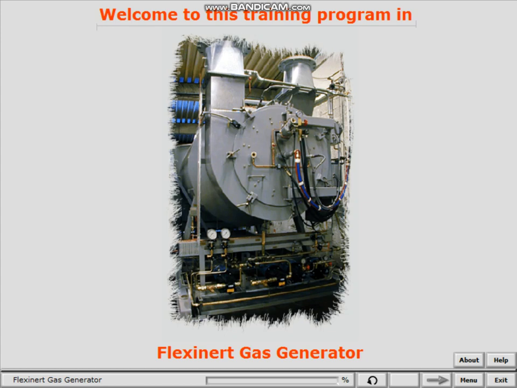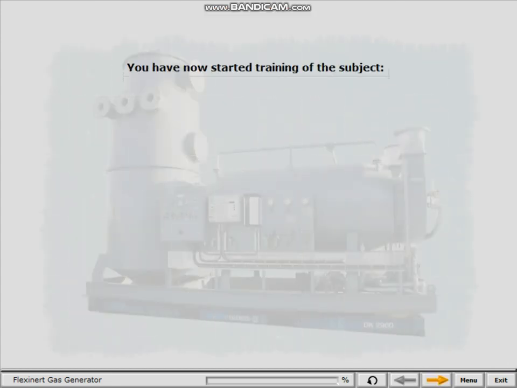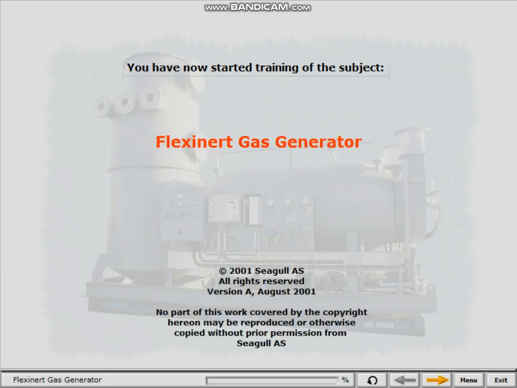Training programme in Flex Inert Gas Generator. If this is the first time you're running this programme, click the Help button. Click the About button for information about the developer of this programme. You have now started training on the subject Flex Inert Gas Generator.